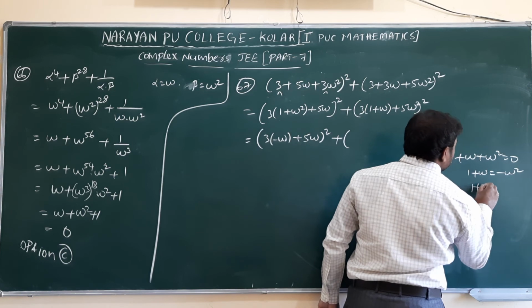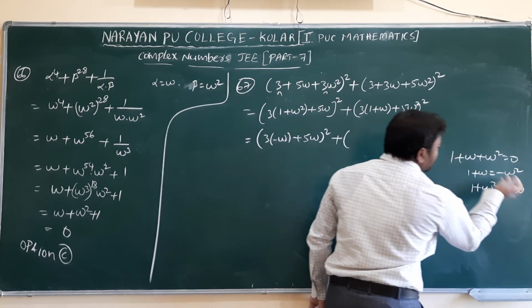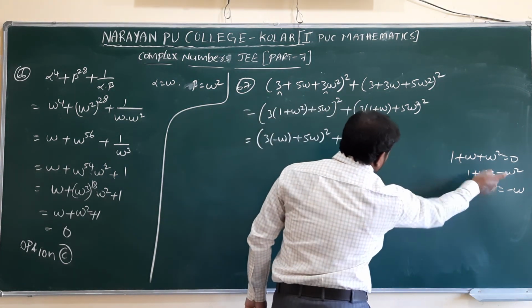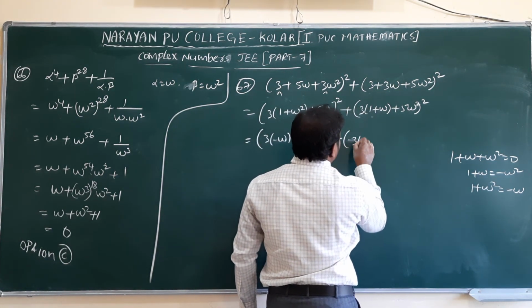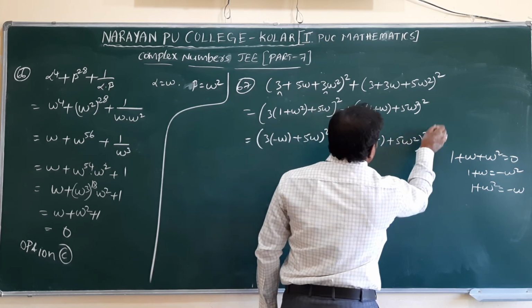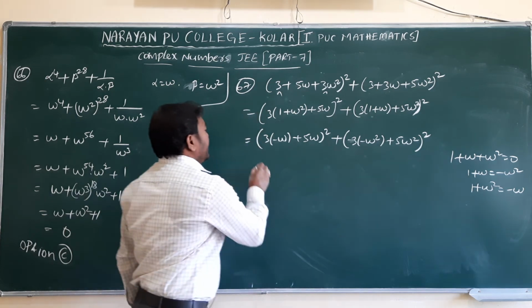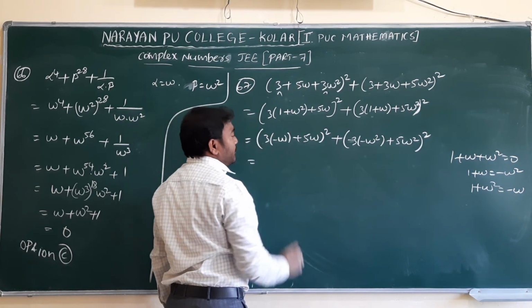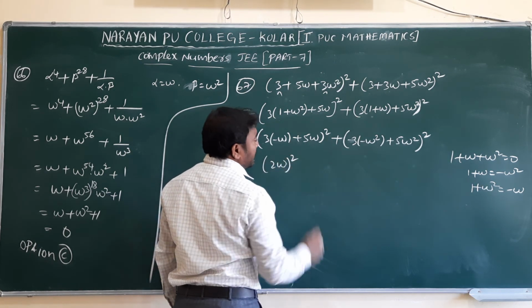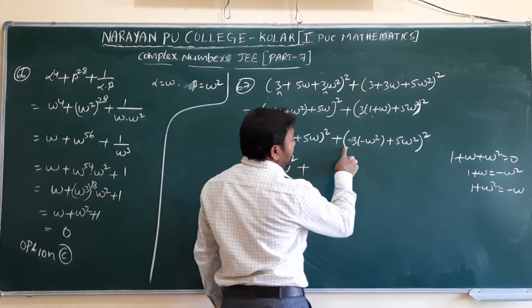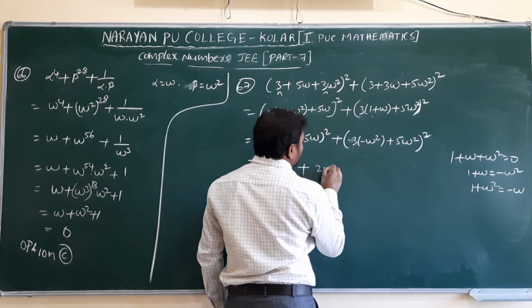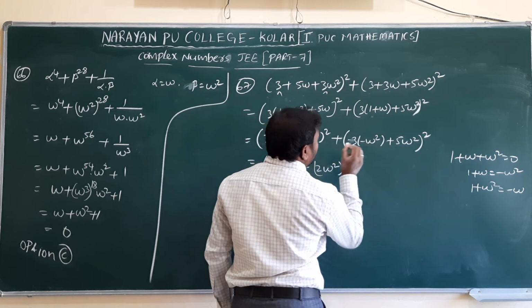Or otherwise, 1 plus omega square, what do we get here? Minus omega. Substitute the same values here. So this 1 plus omega, what do we get? Minus 3 into minus omega square plus 5 omega square, whole square. So here 3 into minus omega minus 3 omega plus 5 omega gives 2 omega, whole power 2, plus here also minus 3 omega square plus 5 omega square gives 2 omega square, whole square.